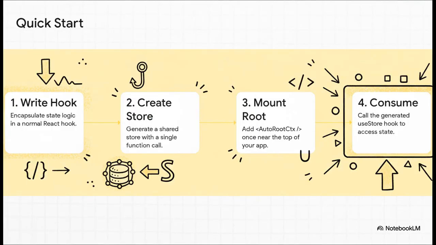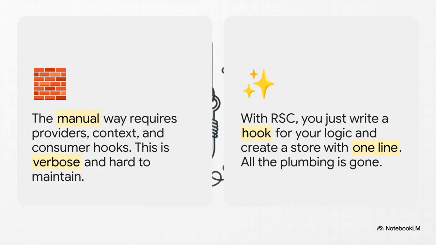And getting up and running is, well, surprisingly easy. Seriously, it's just a few steps. You write your logic in a plain old React hook, just like you always would. You create a shared store with one function call. You drop this one component, AutoRootCtx, at the root of your app, and boom, you can now use that state hook anywhere you want.